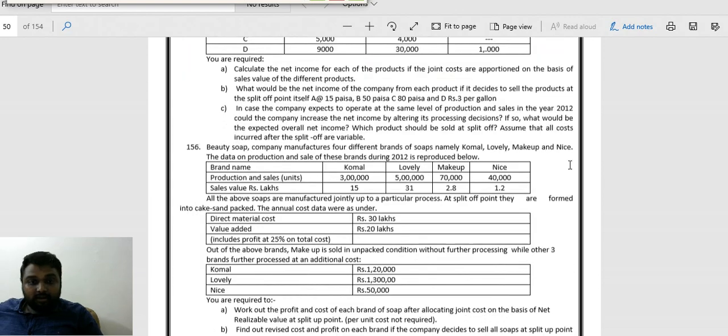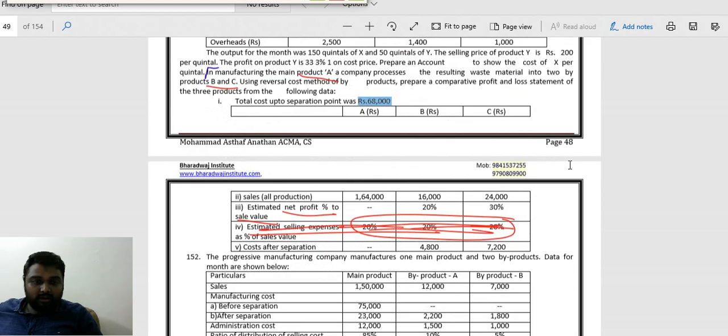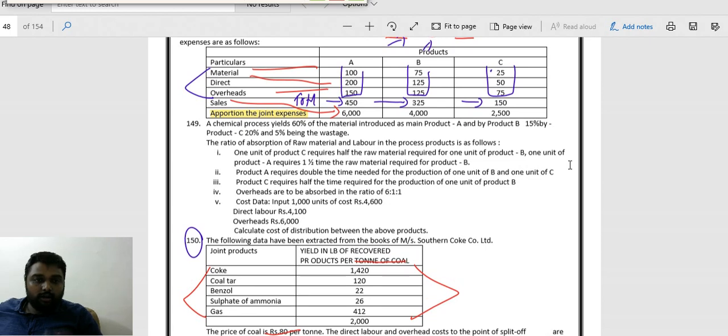We have to do interesting sums. Now we will go for question number 149. Are you ready? If you have not completed the last question, you can pause the video and copy.